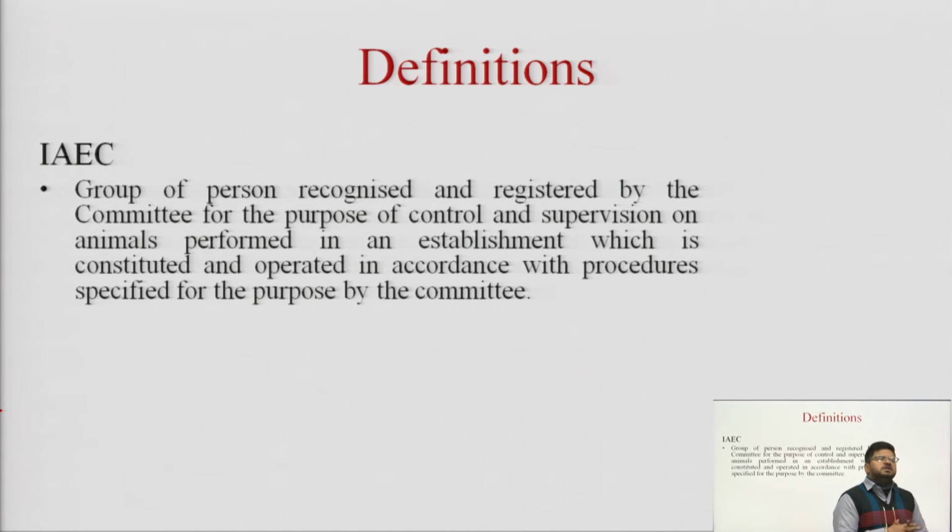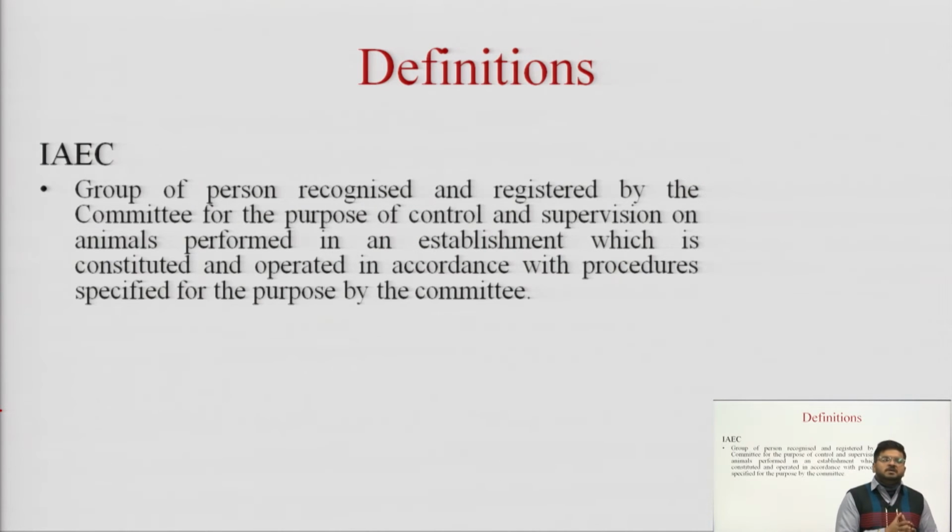So, an Institutional Animal Ethical Committee जो है, it is a recognized and registered committee है, and it has to get registered under CPCSEA. What is CPCSEA? It is a committee for the purpose of control and supervision on animals. ठीक, it is a committee जो कि animals को किस तरह से breed करना है या उनके यूज़ को किस तरह से कंट्रोल में लाना है, वो गवर्न करता है. That committee is called the Committee for the Purpose of Control and Supervision on Animals.